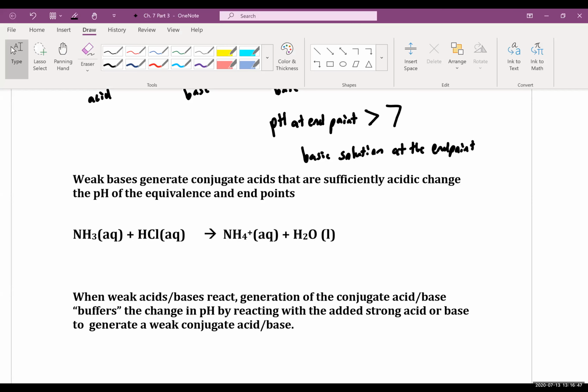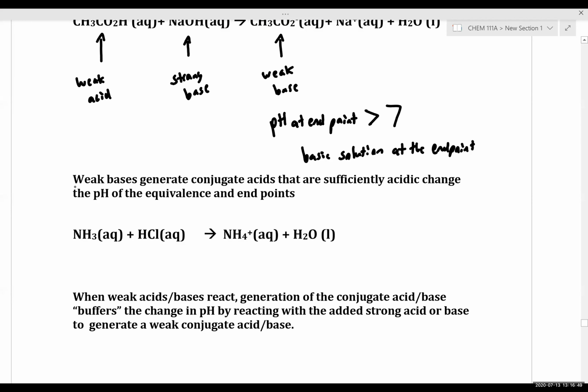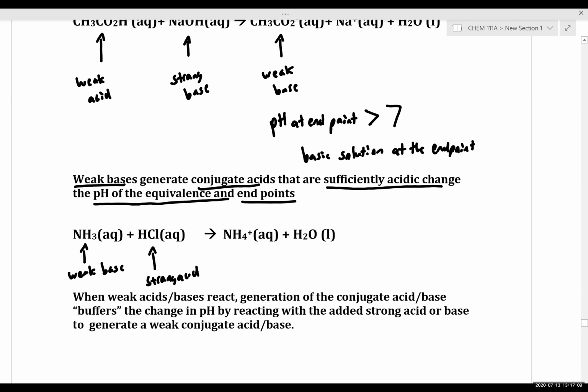Likewise, when you titrate weak bases, they generate conjugate acids that are slightly acidic, so that they change the pH at the equivalence and end points. So for example, ammonia, which is a weak base, when titrated with hydrochloric acid, which is a strong acid, yields ammonium.